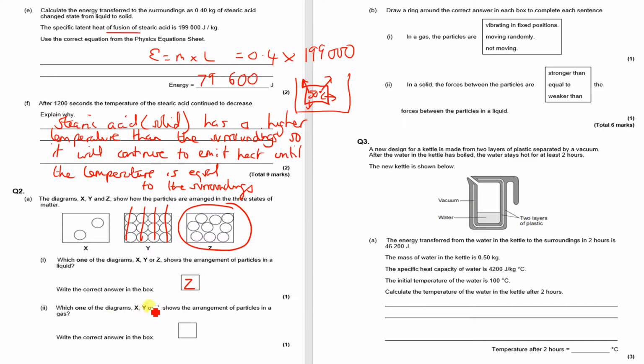Which one of the following diagrams, X, Y, or Z, shows the arrangement of particles in a gas? Well, that is X. In a gas, are the particles not moving? Well, that's incorrect. Vibrating in fixed positions? No, that could only be a solid, so therefore they must be moving randomly. In a solid, the forces between the particles are stronger than in a gas. That is why they only vibrate in their fixed positions, due to the fact that the forces are much stronger.